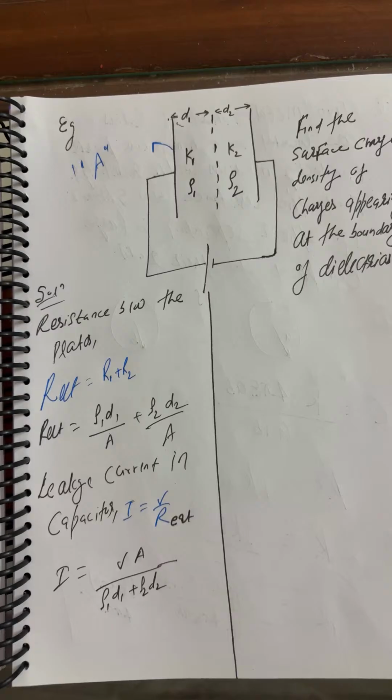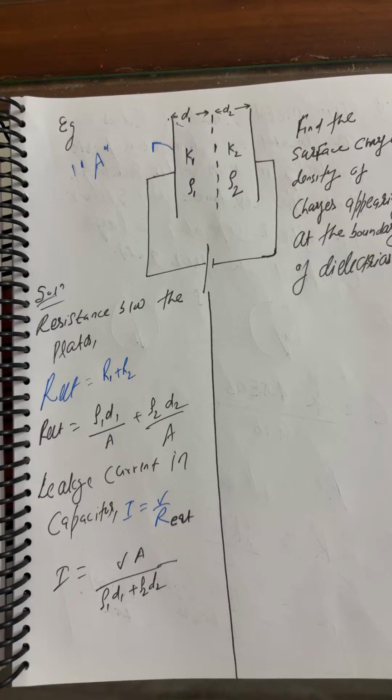Charge on plate. With this, you can just find the charge on the plate. So charge Q is equal to CV, and V is equal to IR. V is equal to IR.